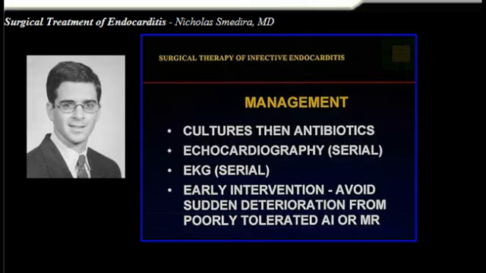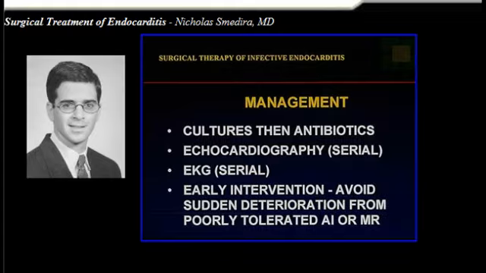Now, here's one approach to management. It's important that cultures are drawn before antibiotics are started so you can really target the organism appropriately. I believe nowadays you need echocardiography. It has to be serial. You can't just say the valve looks normal, we're going to let it go. If there's a mechanical prosthesis or bioprosthesis in place, there's often shielding by the valve, and you often have to use transesophageal echocardiography. EKGs need to be serial.